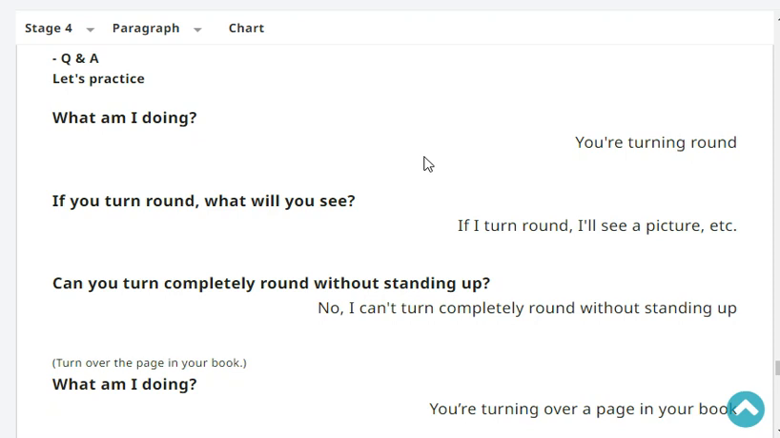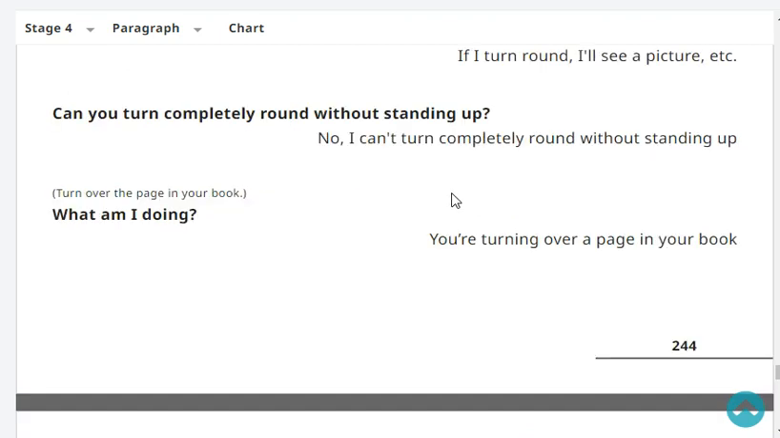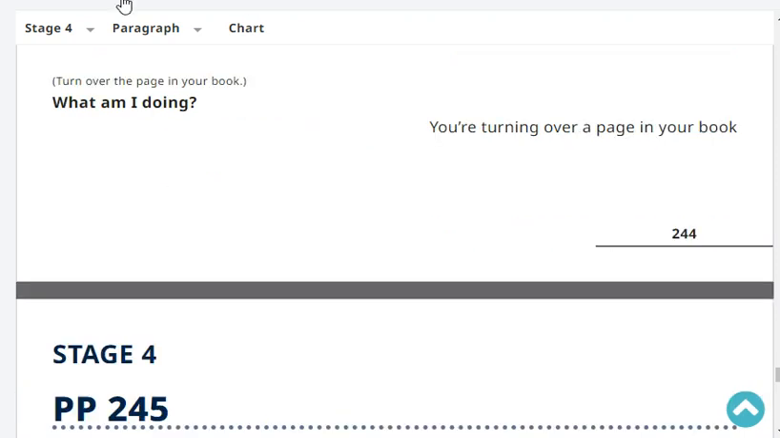Yes or no? Yes, I can turn around completely without standing up. Very good. Okay, what am I doing? You're turning over a page in your book. Very good.